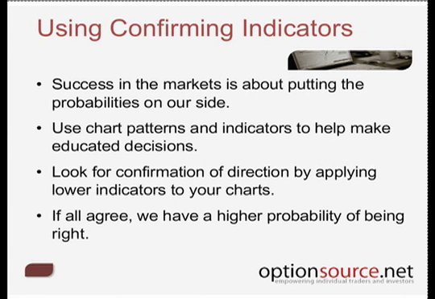Now, when we look at various chart patterns and indicators, we're really trying to have everything line up, lending credibility that there is going to be a particular move taking place. From there, we'll look at our confirming indicators to lend further credibility. The bottom line is that when all of them agree, then we have a higher probability of being correct.